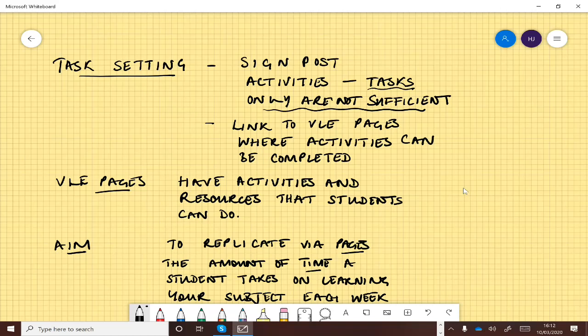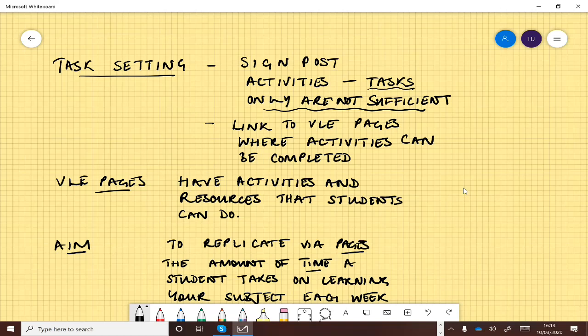What I would like task setting via the VLE to do is to signpost activities. It may describe those activities, but the materials to complete those activities should be completed via the VLE pages that we set up. And I think that in the tasks that we set, which are the signposts for what we want achieved, we should link into the VLE pages where those activities can be completed.